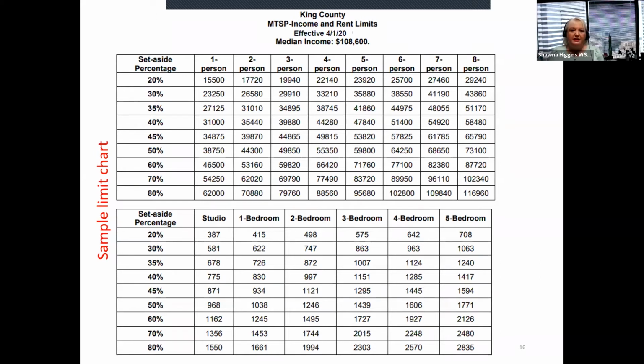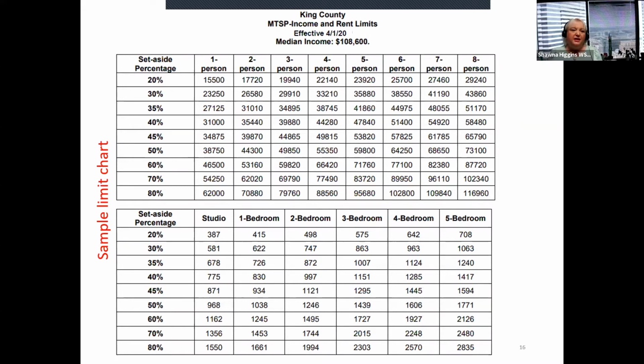The top part is the income limits per household. And then over on the side, this is the set aside. The bottom part is for the rents. So in the bond program, you normally don't need to know that. But if you do have tax credits coming on, that is something you're going to want to familiarize yourself with.